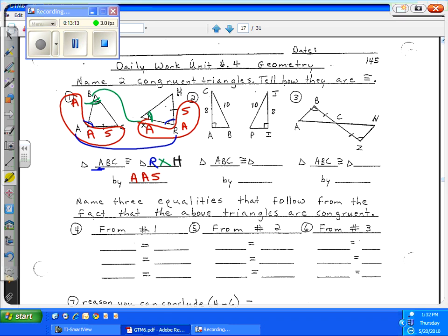We just don't say top goes to top and left goes to left and right goes to right. You have to look at what's equal to find those corresponding parts and make sure that you name those corresponding parts in order, okay?